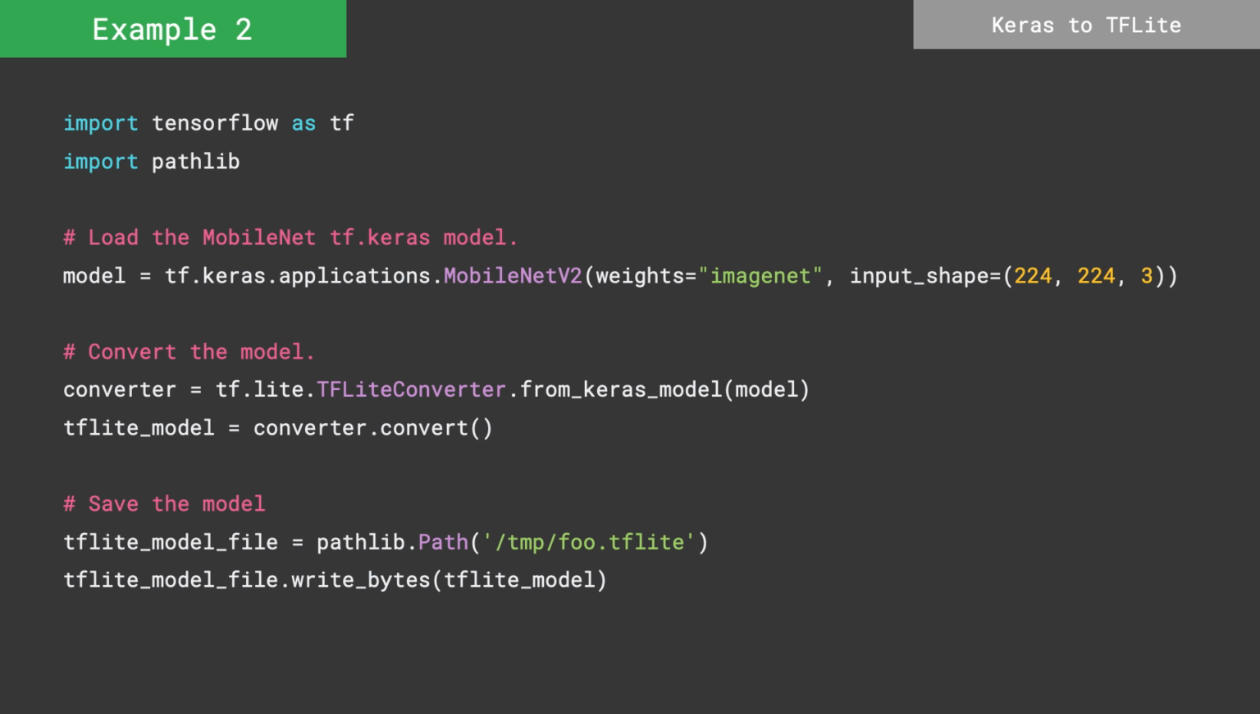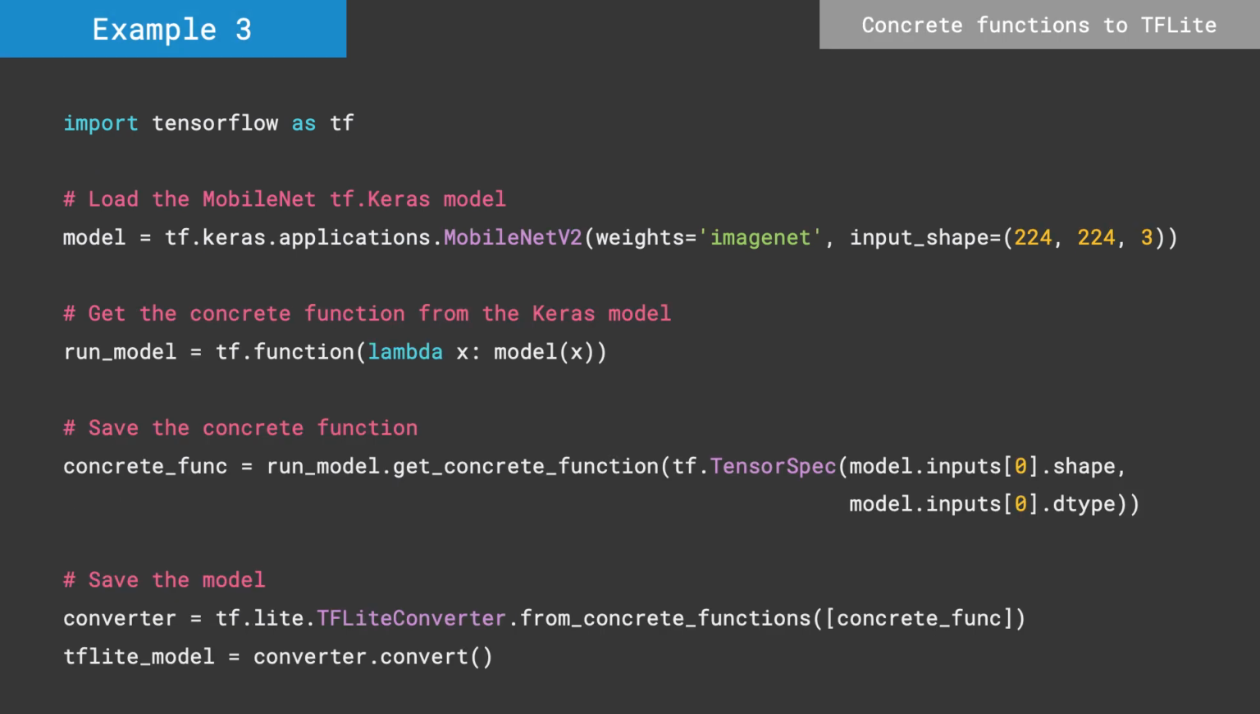Now, let's see how we can convert a concrete function into a TF Lite model. Just like in the previous example, we will use a tf.keras model by loading a MobileNet model that has been previously trained on the ImageNet dataset. Then, we create a callable TensorFlow graph of our model by passing our model's forward pass to the tf.function.